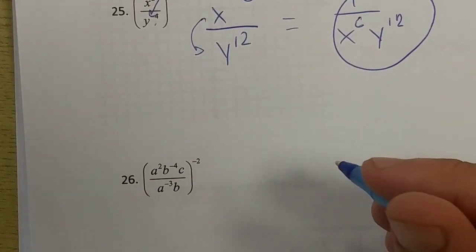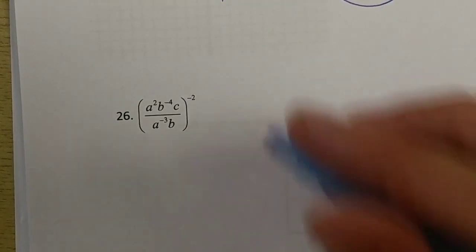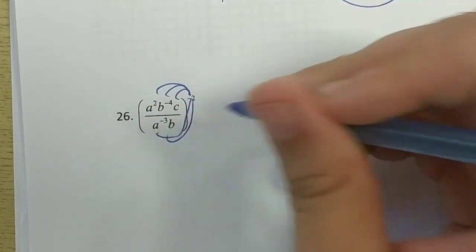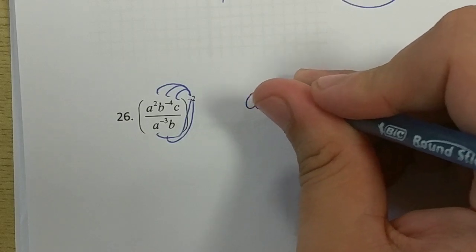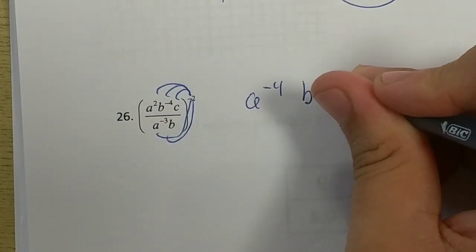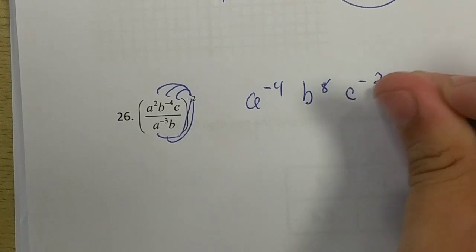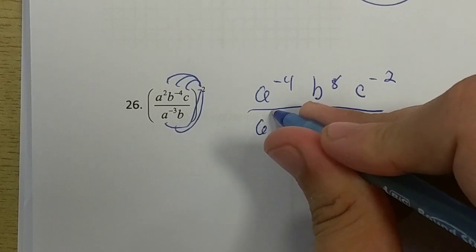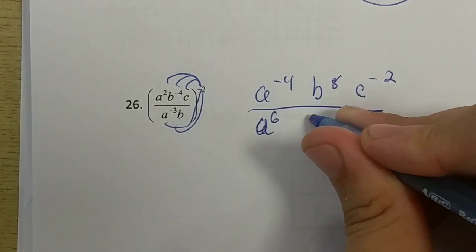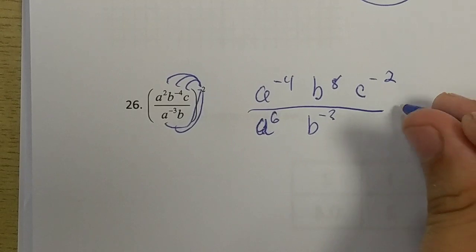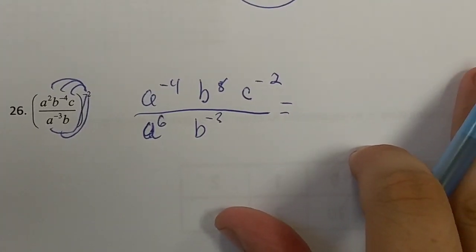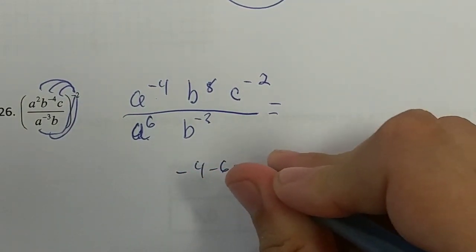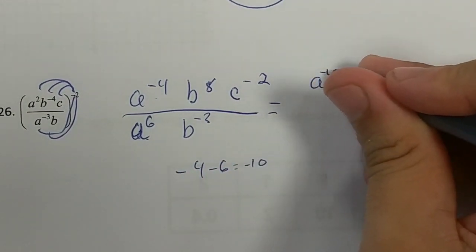All right, last one, the hardest one. It's going to be all these letters. This -2 is going to be distributed to everybody. So let's distribute that. So we get a to the -4th, b to the positive 8, c to the -2. If you don't remember, I'm multiplying the exponents to each other. A to the 6, b to the -2. Then we're going to combine the a's. So -4 minus 6 equals -10. So a to the -10.